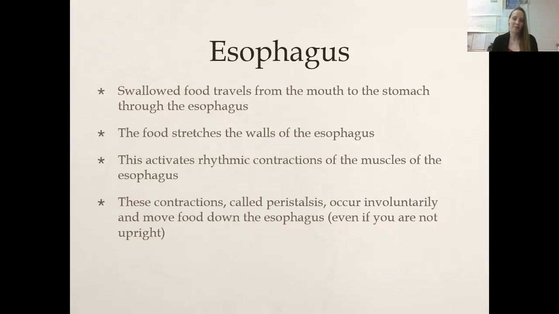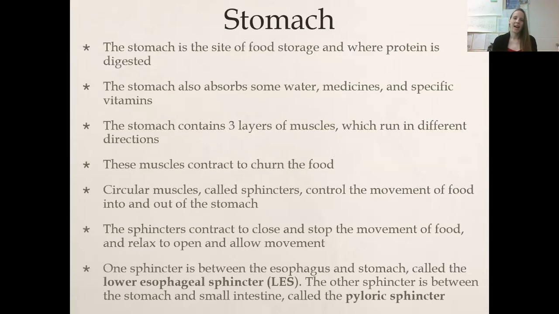You can't think about doing it, but this is why you're able to eat lying down, or why astronauts are able to eat. So you don't need gravity in order for food to go down the esophagus. Those rhythmic contractions will push the food down the esophagus, even in the absence of gravity.